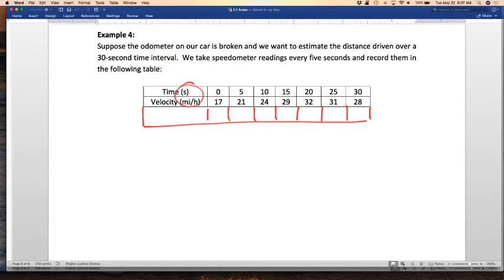So if we convert the velocity in miles per hour to velocity in feet per second, we get these numbers here. Let me use a different color so it's easier to see. So what we want to do is use our estimates, our specific measurements of our speed at any given time to estimate the total distance traveled.